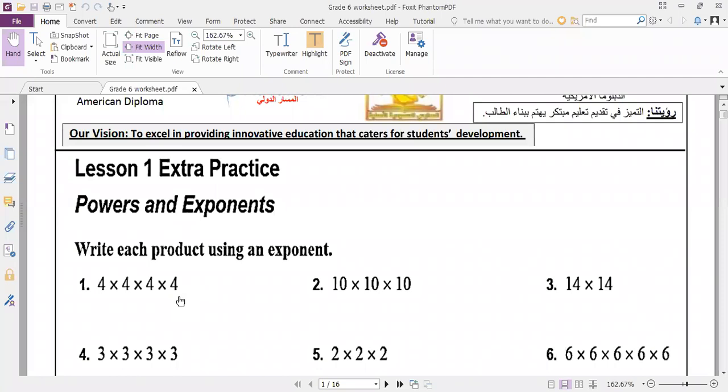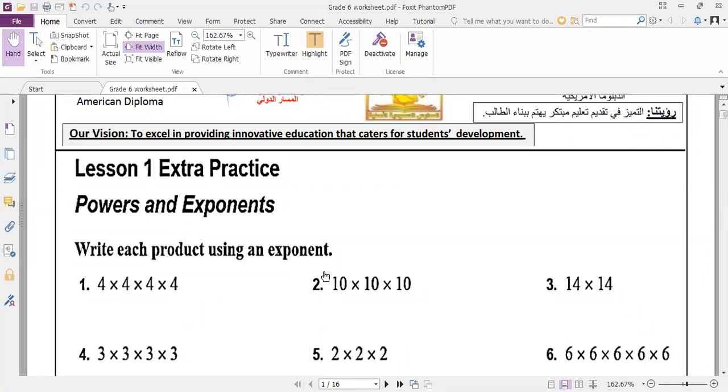Example number 2. I have 10 by 10 by 10. I can write it as 10 to the power what? 3. 10 raised to power 3, or we can say 10 cubed. 10 raised to power 3, or I can say this one is 10 cubed, right?